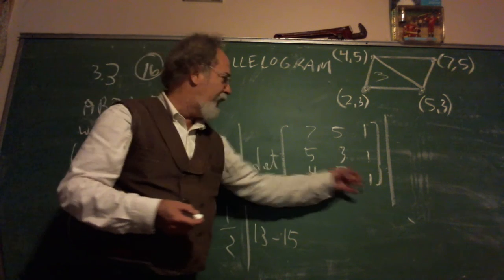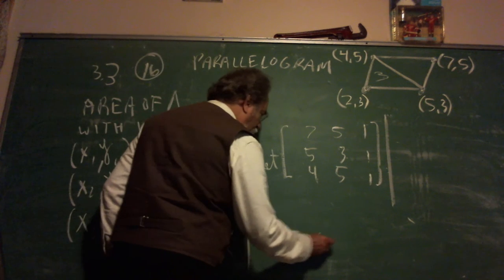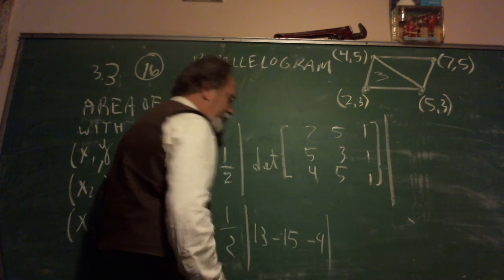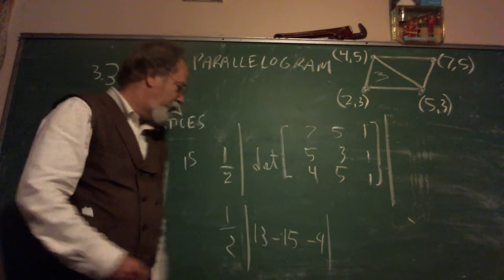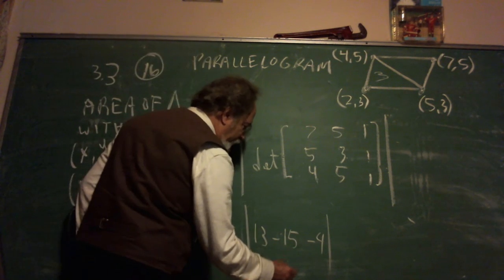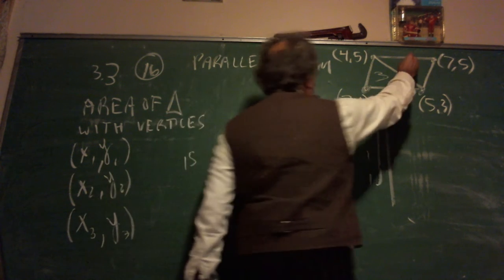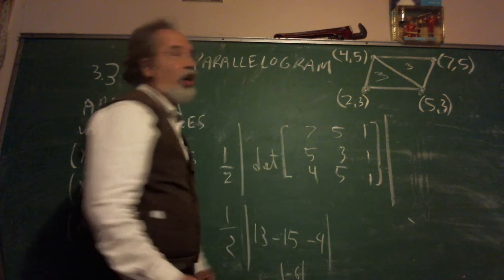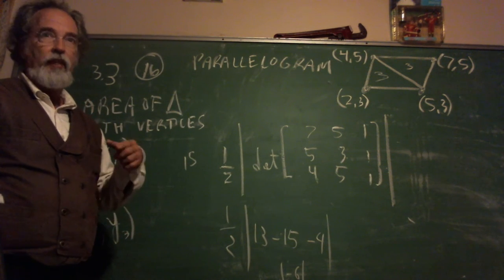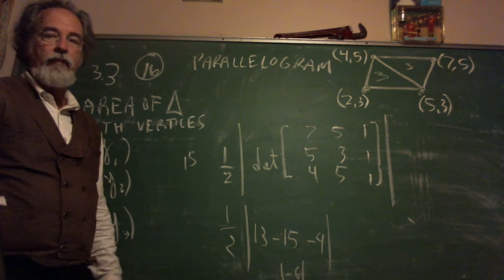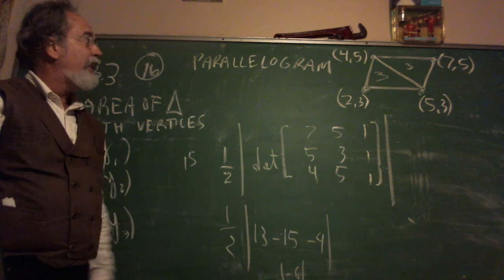And now this guy is going to be 21 minus 25. That's -4. But it's absolute value. So I'm getting -2 minus 4 more. That's the absolute value of -6 over 2. And that's 3. So that triangle is also area 3, which is a property of parallelograms. A diagonal of a parallelogram cuts the parallelogram into 2 congruent triangles. So getting those 2 areas the same, that's really good news. And in fact, the area is 6.